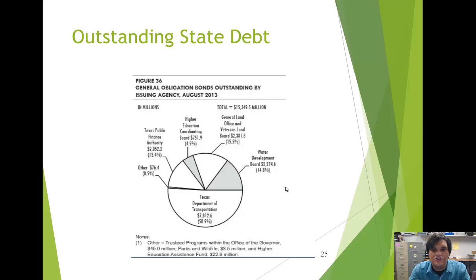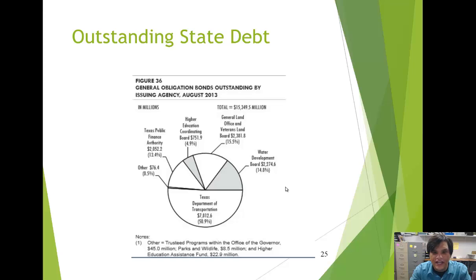And here's your overall outstanding state debt. So we have general obligation bonds outstanding by the issue agency, and this is the 2013 numbers in millions. Most of the debt actually comes from our transportation system, and that's why Texas has such poor roads. Because the Department of Transportation already has around, I'm trying to do the figures here in my head, $78 million in debt, we can't really spend more money on roads because of that requirement for the balanced budget.